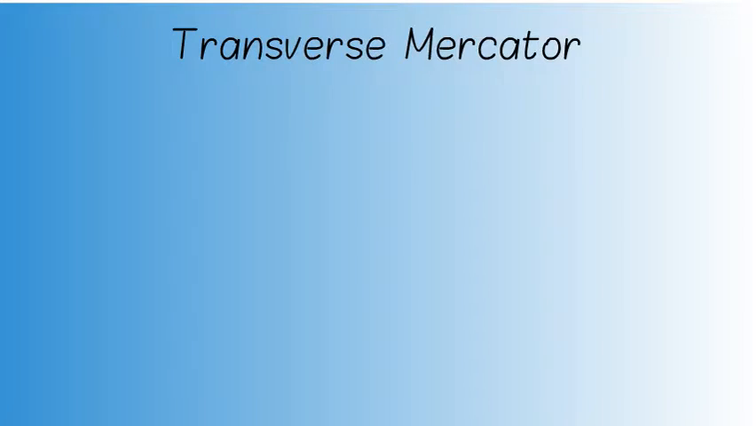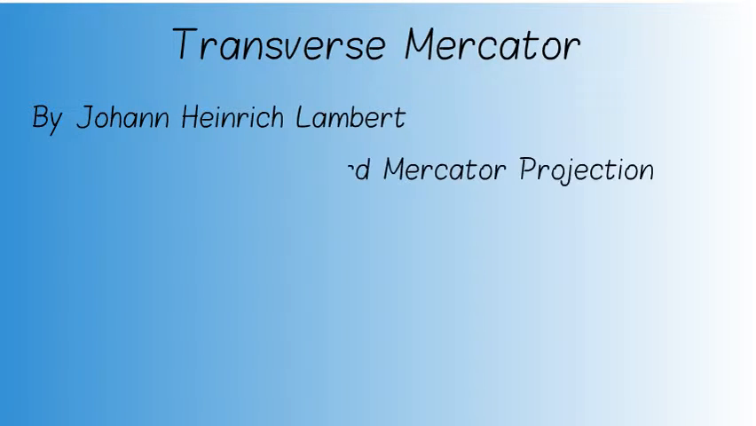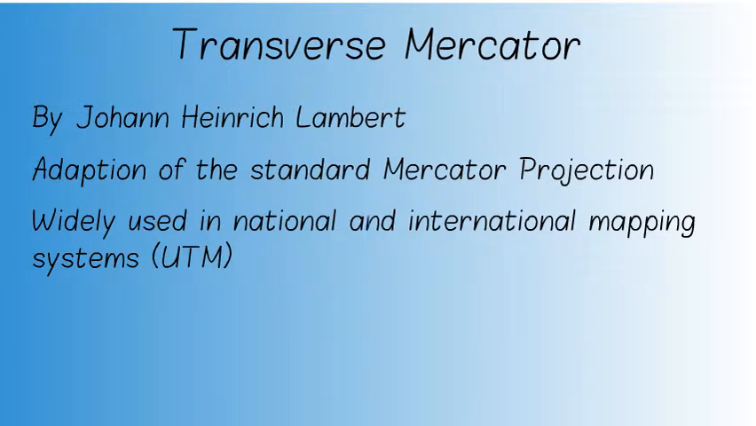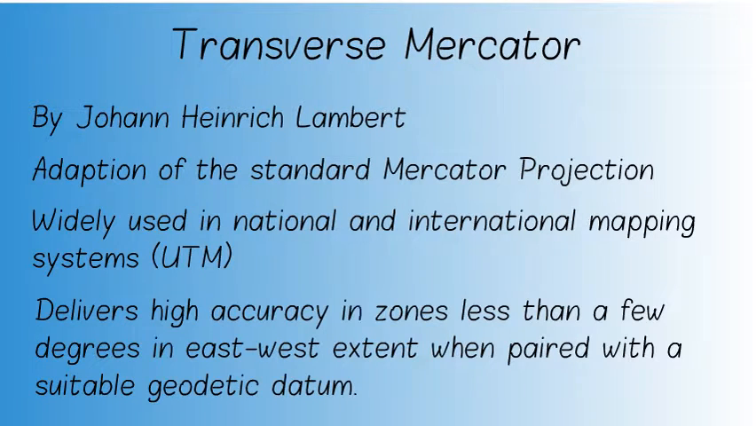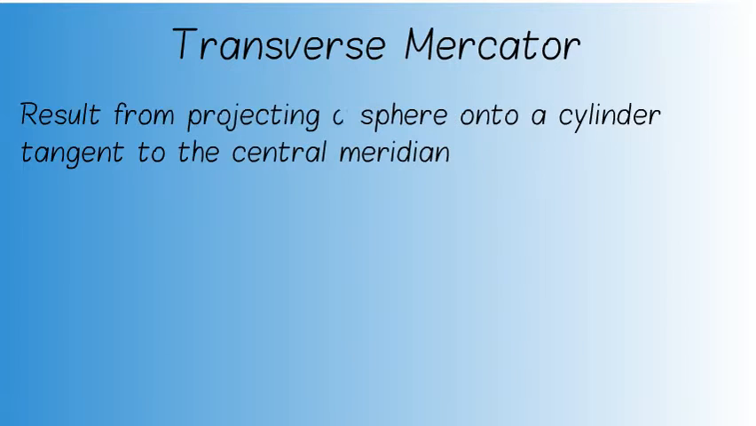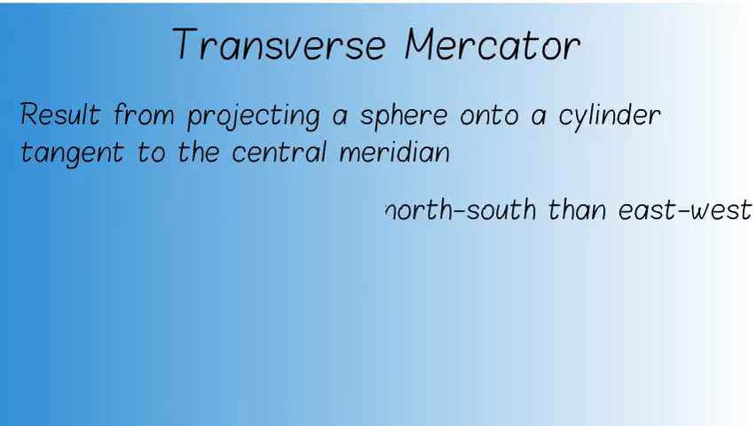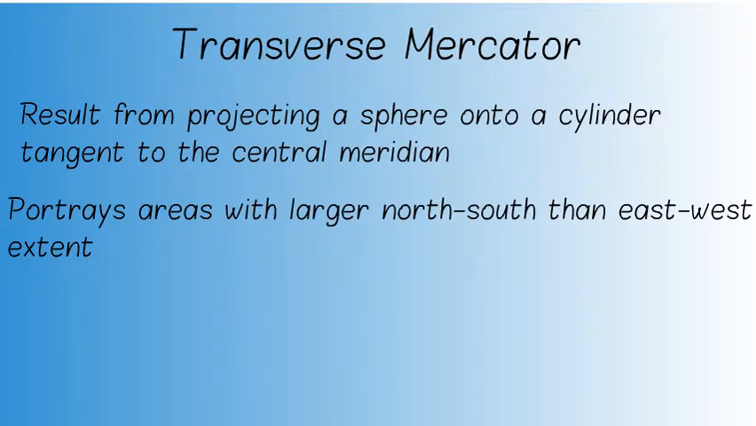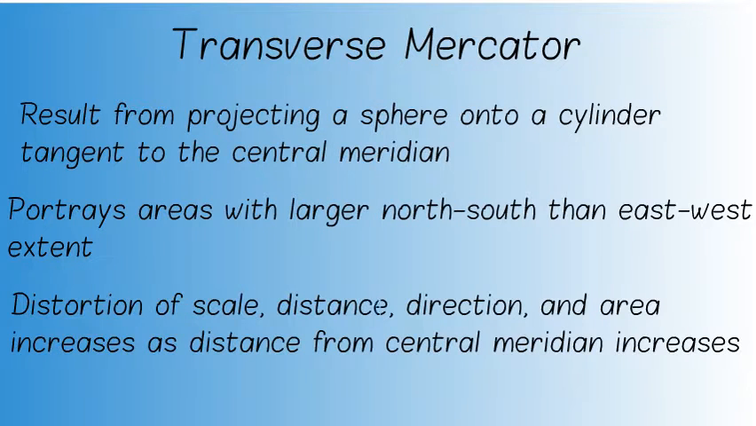The Transverse Mercator, by Johann Heinrich Lambert. It's an adaptation of the standard Mercator projection and is widely used in national and international mapping systems. It delivers high accuracy in zones less than a few degrees in east-west extent when paired with the suitable geodetic datum. It results from projecting a sphere onto a cylinder tangent to the central meridian. It portrays areas with a larger north-south than east-west extent. Distortion of scale, distance, direction, and area increases as distance from the central meridian increases.